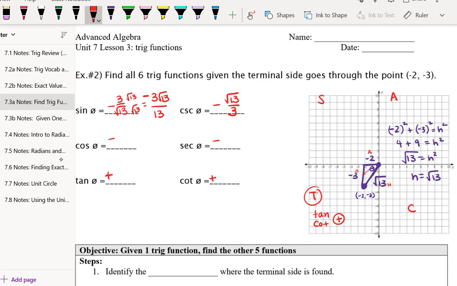Okay. Cosine is adjacent over hypotenuse. So now we're taking -2 over the square root of 13. And again, you're going to have to rationalize. So we're going to multiply by the square root of 13 over the square root of 13. We get -2 root 13 over 13, which does not reduce. 2 and 13 have no common factors. And then reciprocate. So then we're going to have the square root of 13 over 2, and that's negative.